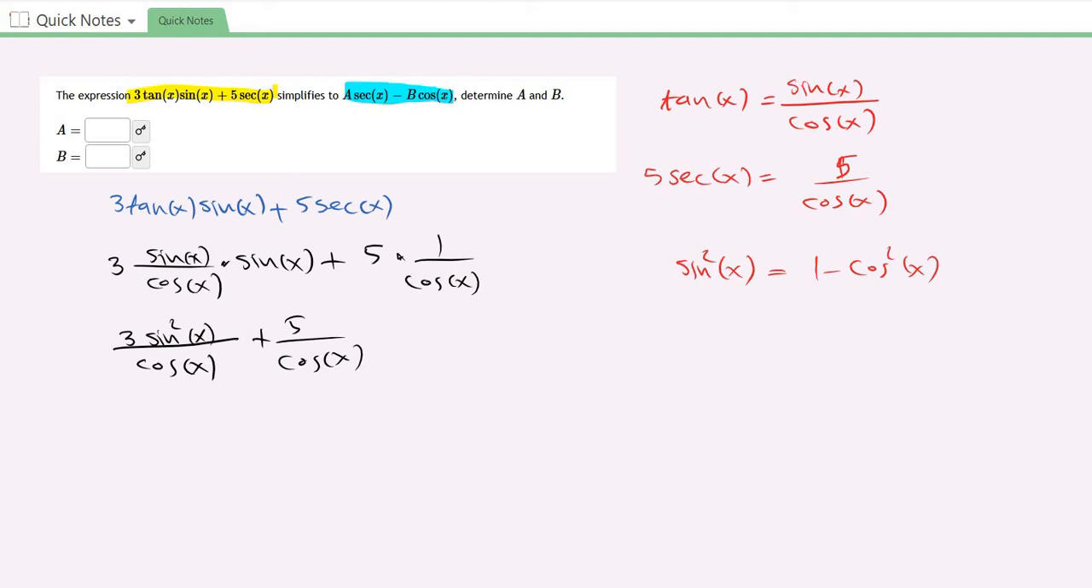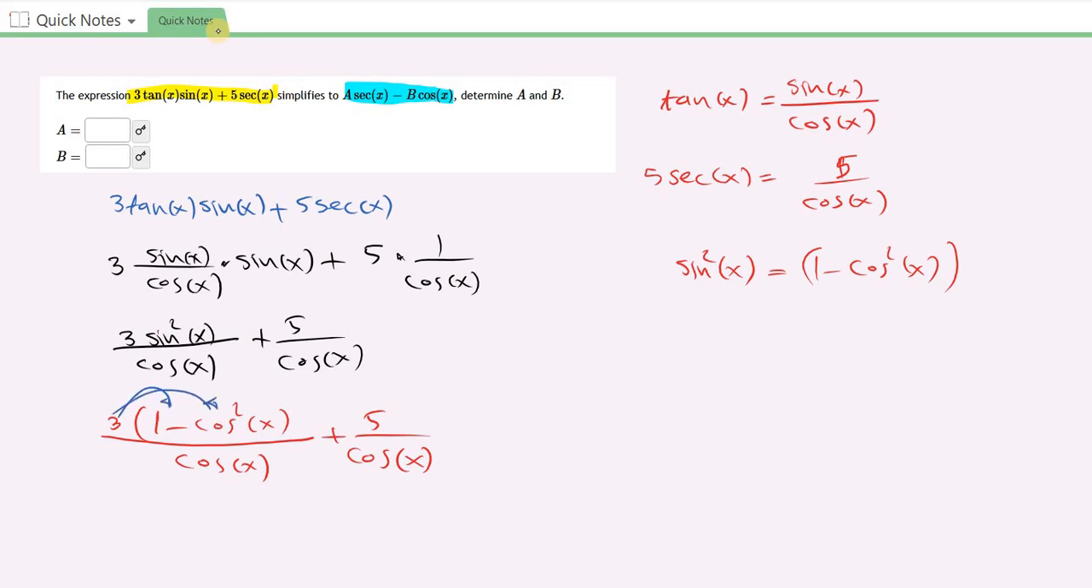And since I have a 3 in the front, I have to place parentheses around so I can distribute the 3 inside. So it's going to be 3, and then I will remove sine square x and replace it with 1 minus cosine square x. Everything is divided by cosine x plus 5 over cosine x. Okay, now I'm going to distribute the 3 inside. So I will have 3 minus 3 cosine square x over cosine x plus 5 over cosine x.